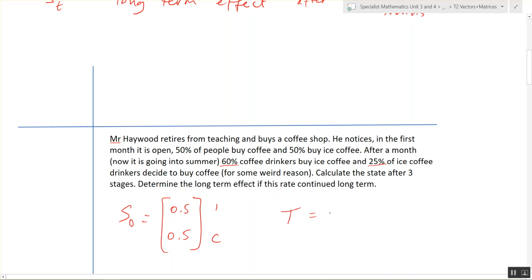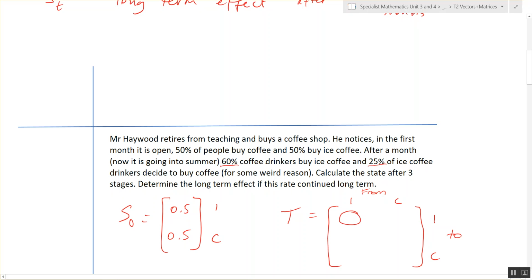Now this is the key bit that you really should pay attention to. So you've got iced coffee, coffee. Transition is always a square matrix. Iced coffee, coffee. So it's going from this to this. So in here, iced coffee to iced coffee.